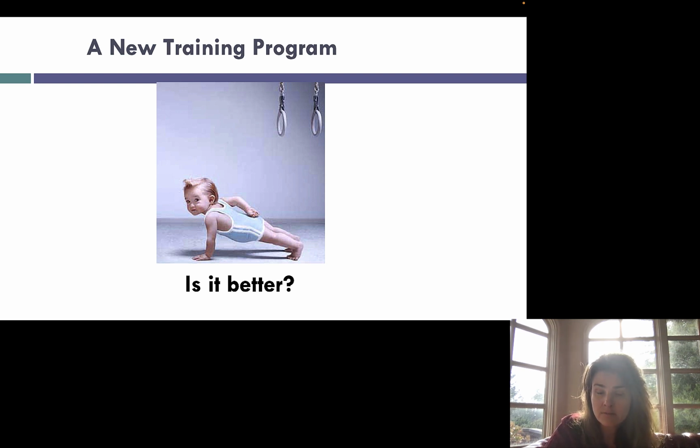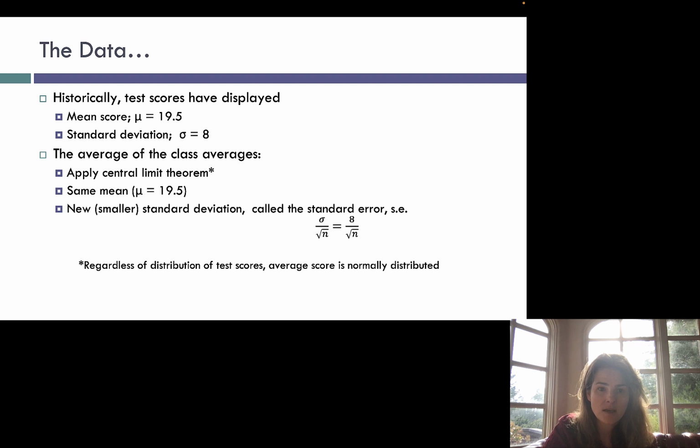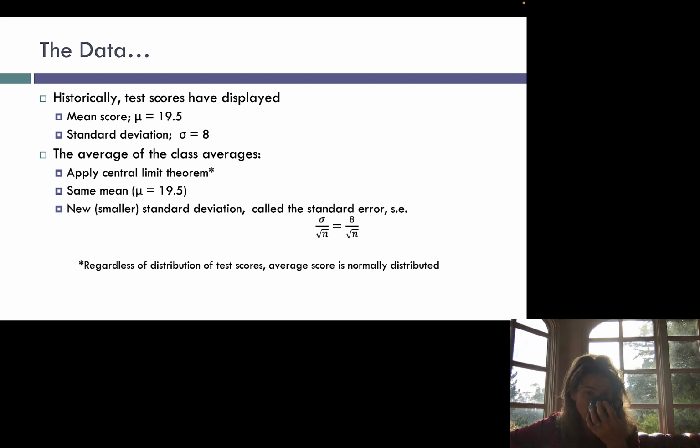We're going to do it, right? We're going to essentially do what we've been doing by considering normal distributions and where things fall in our overall distribution of data. And to consider that, we're going to take a look at an example of a new training program. Let's see if it's better. So we have some data. Historically, our test scores have displayed an average of something like 19.5 and a standard deviation of something like 8.